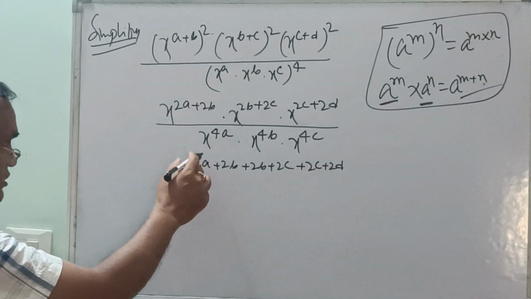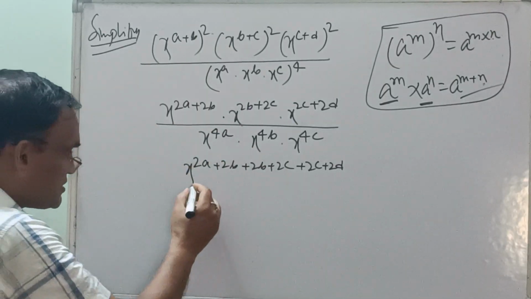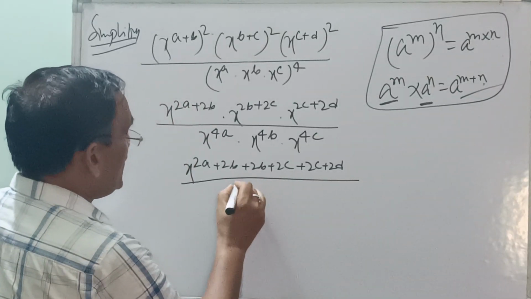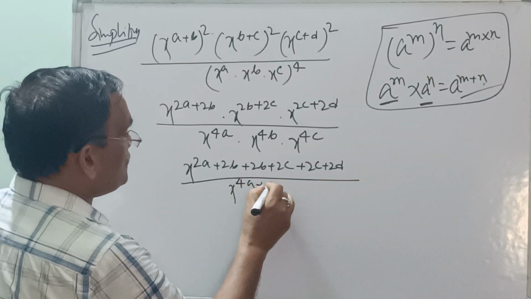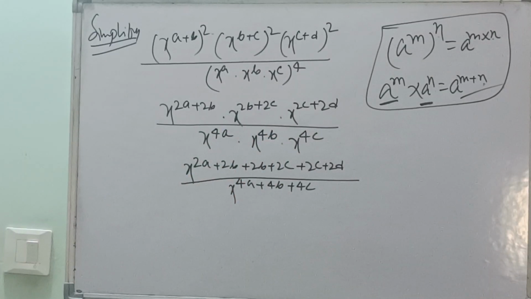Now again here, x to the power 4 to the power a. Again here also the base is the same. So gentlemen, the power will be added. So x to the power 4a plus 4b plus 4c. Are you getting my point?